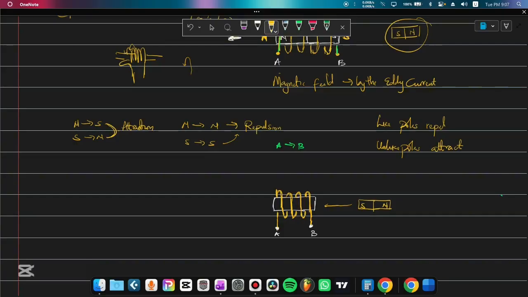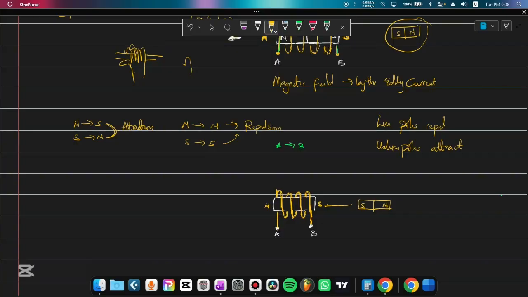Following Lenz's law, an EMF will be induced inside this coil, and this EMF will generate a current called eddy current that wants to stop this magnet from doing what it's doing. So therefore, the eddy current will create a magnetic field with a south here and a north here. Why? A south will stop a south. Does it make sense? Alright.